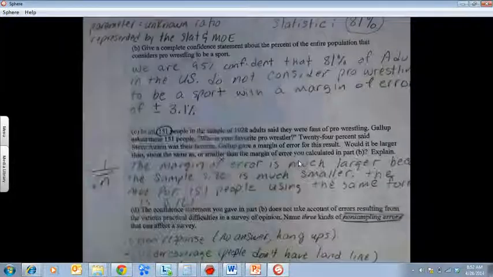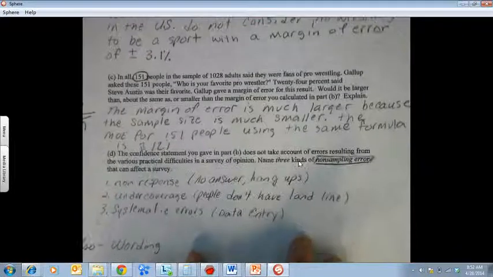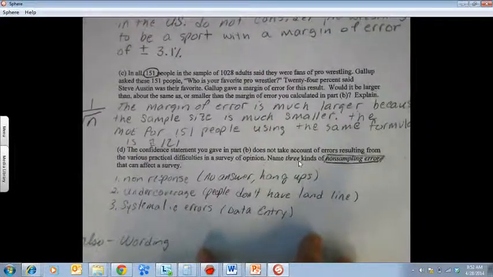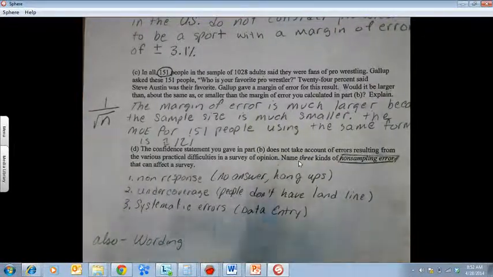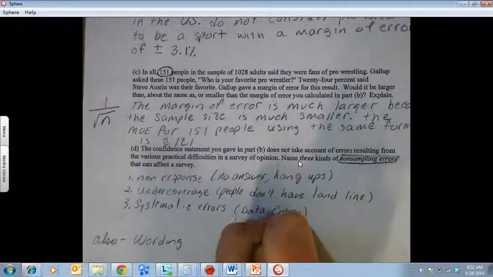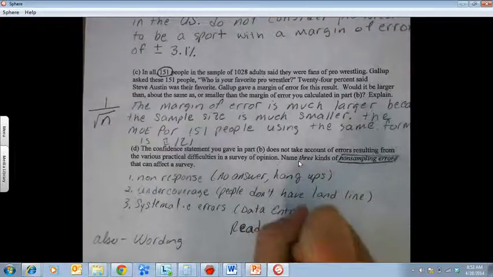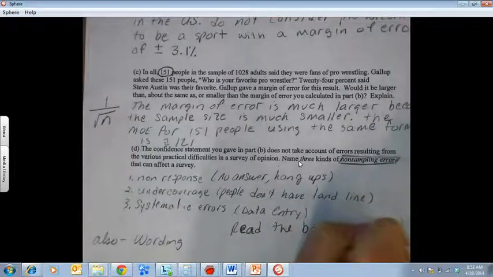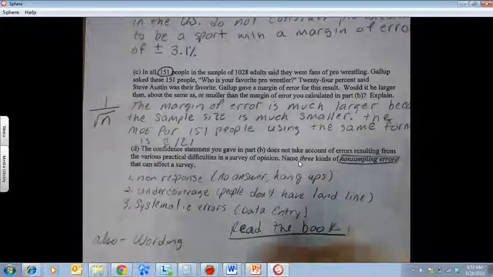And D, lastly, the confidence statement you gave in Part B does not take into account errors resulting from the various practical difficulties in a survey of opinion. Name 3 kinds of non-sampling errors that can affect the survey, and there's a whole list of them in the book. And on the test that we take on Friday, you might need different ones than the ones that I have here. For this one, I have errors that don't have anything to do with random sampling.